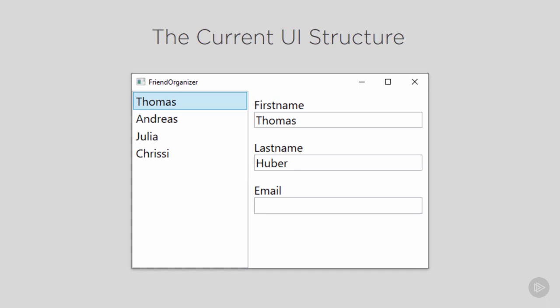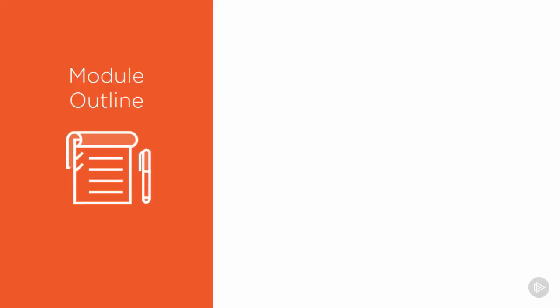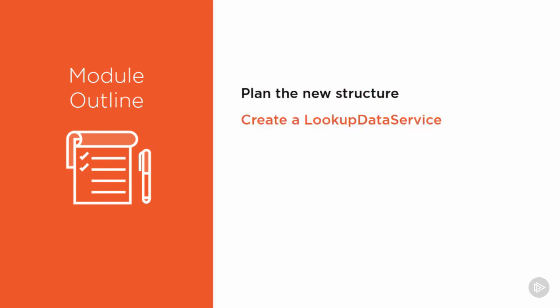Now let's look at the module outline. We start this module by planning the new structure of our friend organizer application. Then we will create a lookup data service that returns lookup items. The lookup item will be a simple class that has an ID property and a display member property. We will use this lookup data service to load only the IDs and names for the friends from the database.